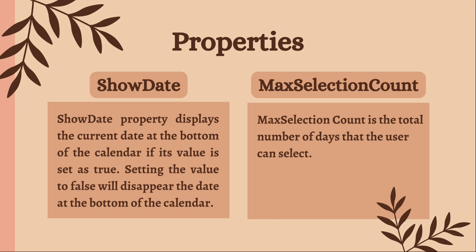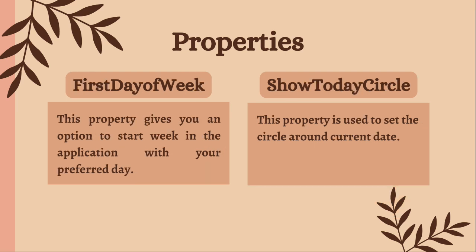Next is max selection count. Max selection count is the total number of days that the user can select. By default, its value is set as 7. Next is first day of week. This property gives you an option to start the week in the application with your preferred day. Additionally, by default, Sunday is selected as the start of the week and Saturday is considered as the last day of the week.